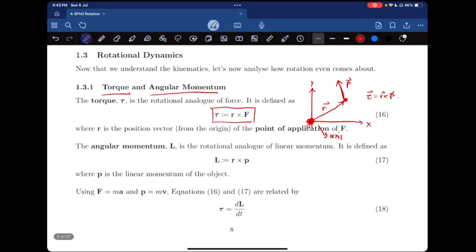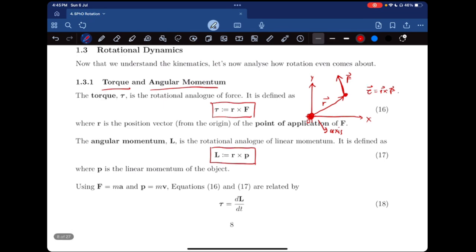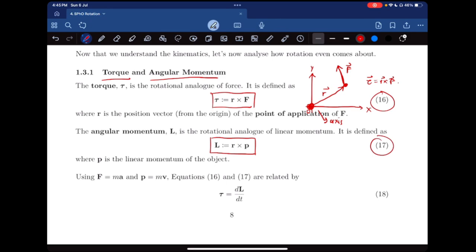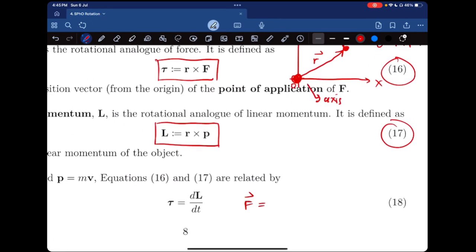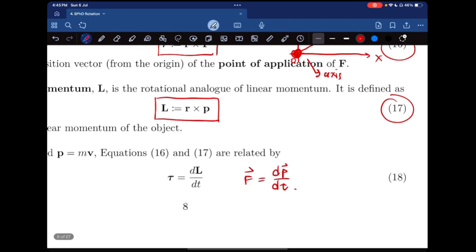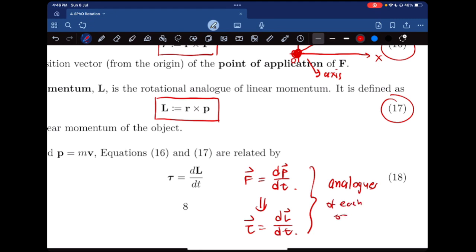So these are just definitions. Angular momentum is defined as r cross p, where p is your linear momentum. Again, this is a definition. Using this and this, if you recall this relationship, you see that this just gives you torque equals dL/dt. These are actually just analogs of each other. So this can be another way of defining torque and angular momentum. Torque is just the time derivative of angular momentum.